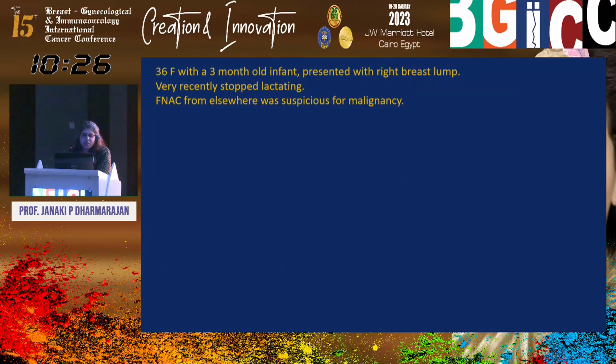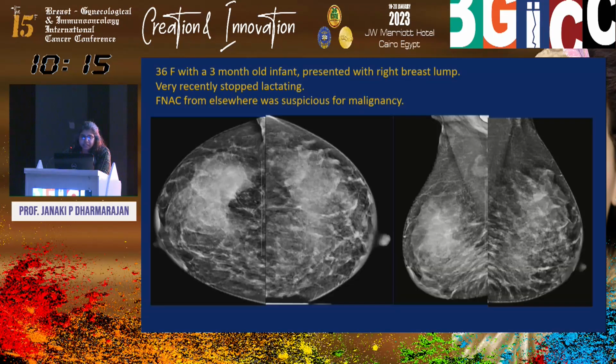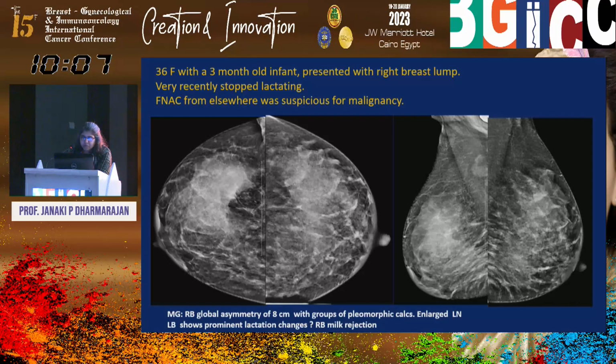This was a 36-year-old lady with a 3-month-old infant who had presented with a right breast lump, and she has very recently stopped lactating. FNAC was performed elsewhere, and that was suspicious for malignancy. We got a mammography done initially, and we can see that it's heterogeneously dense. If you closely observe, she has a global asymmetry on the right side, and the left breast shows lactational changes. On history, she told us the child was not feeding at all from the right side.